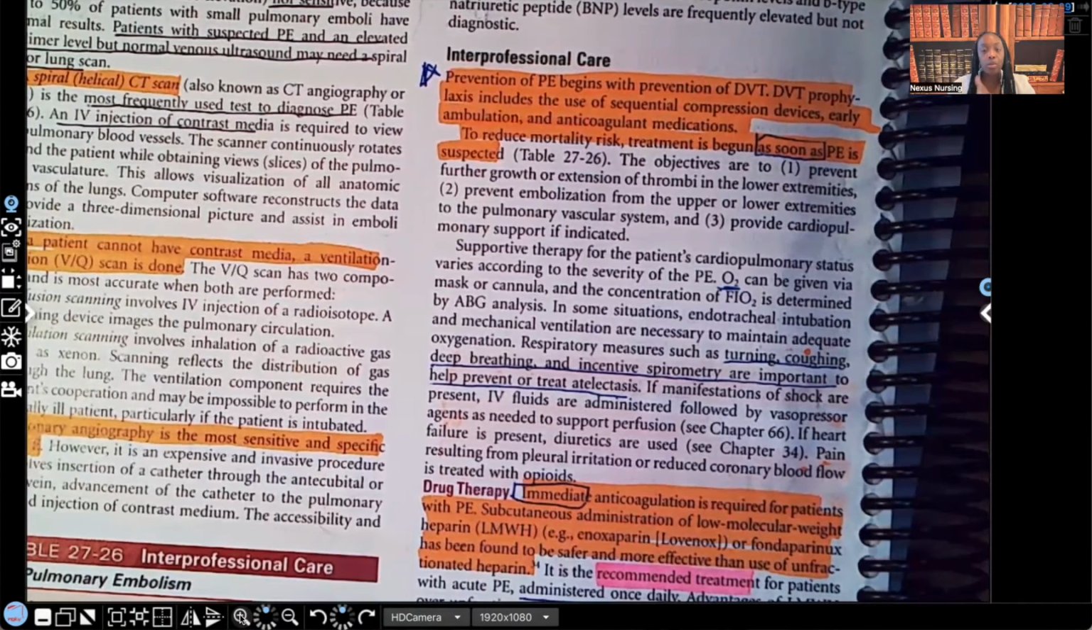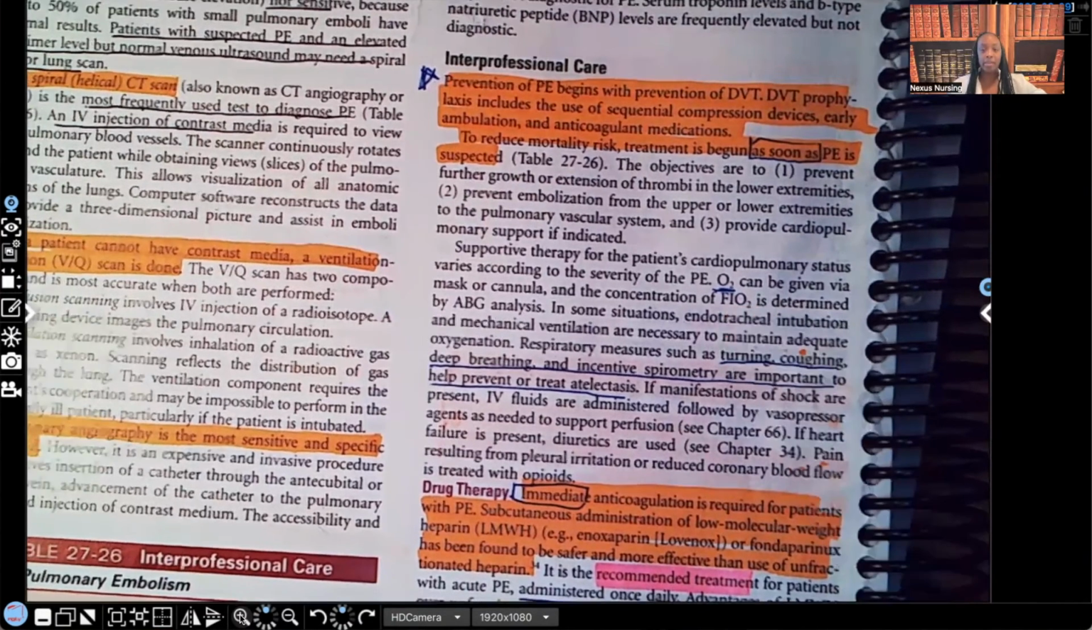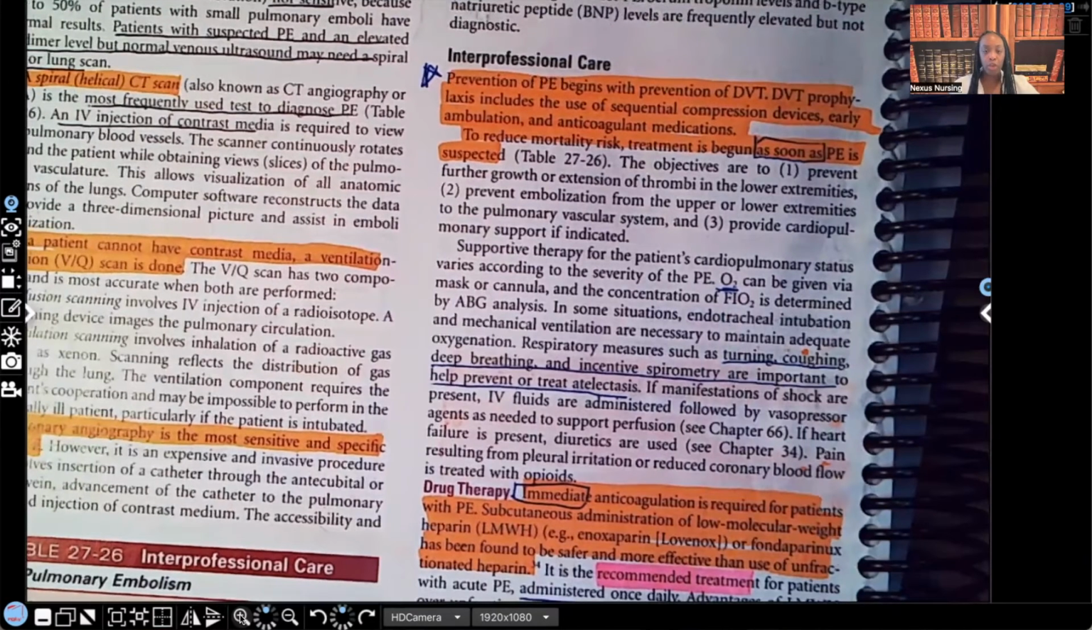Treatment begins as soon as PE is suspected. You expect the patient to be placed on oxygen. You're going to teach them to turn, cough, deep breathe. You're going to teach them to use their incentive spirometer correctly. You're going to teach them about the medications that they're going to be on.